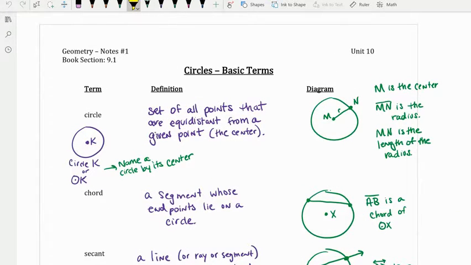On this first part where we define a circle, one thing to make note of: when you are naming a circle, you always name it by the center. Think of how we've named triangle ABC. When I name a circle, you can do it two ways. You can call it circle K, using the word circle and then the center point. Or you can use the little circle symbol with a dot in the middle and then put a K after that. Either way works.